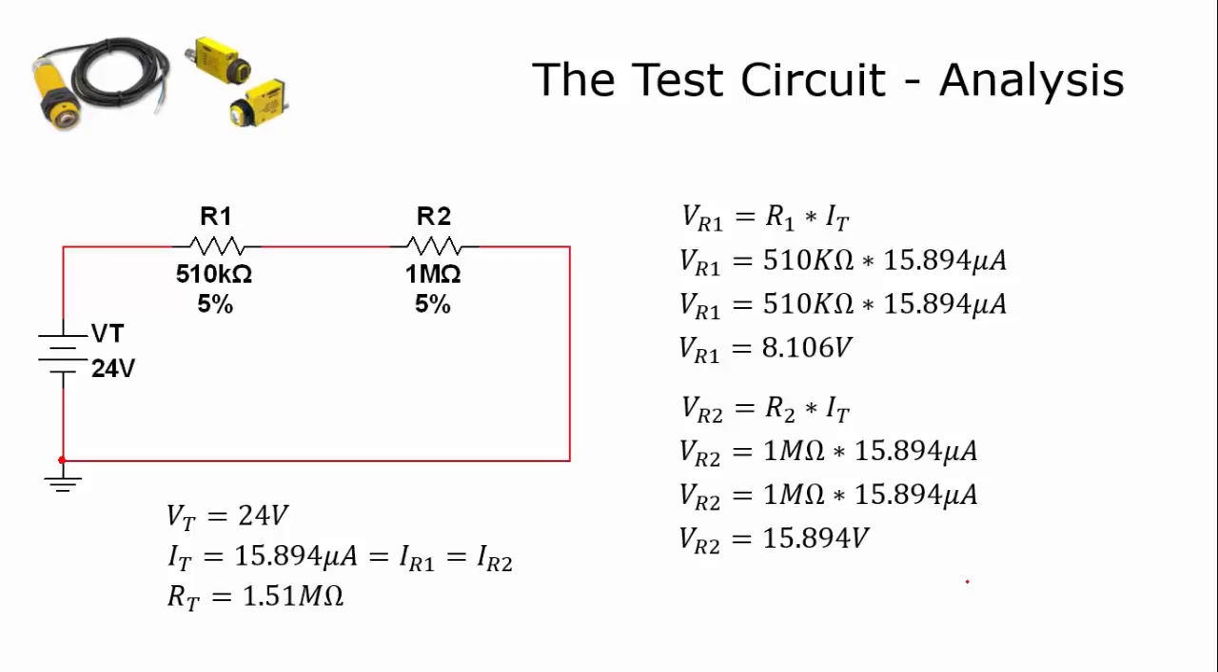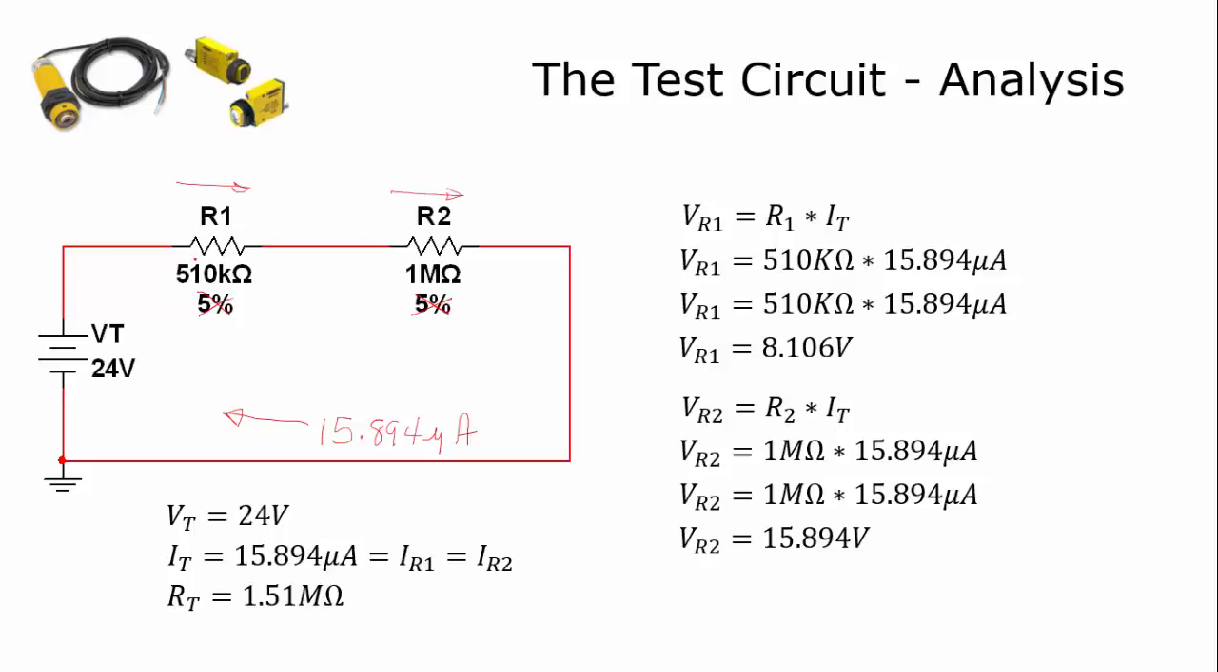Let's calculate the voltage drops across the two resistors. Now that I know the current flow through this circuit is 15.894 microamps, everywhere in this circuit I'm going to have 15.894 microamps flowing. So that means that current's going to be flowing through this resistor, and the current's going to be flowing through this resistor.